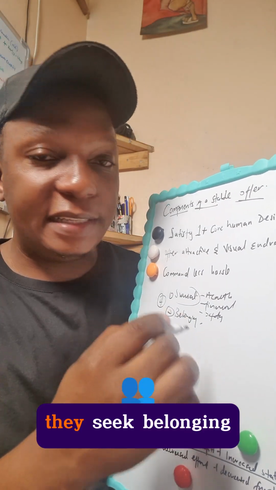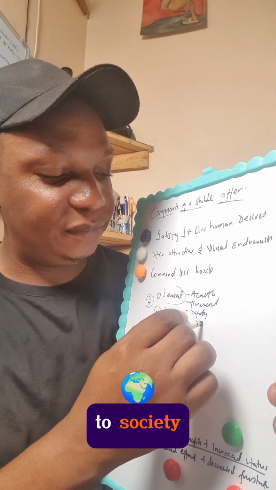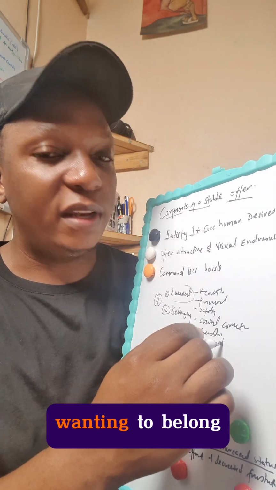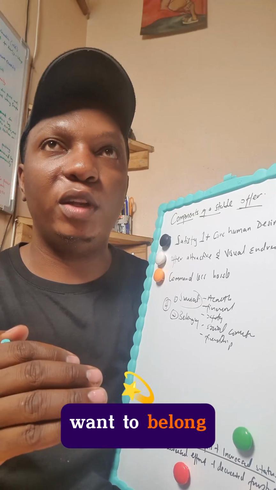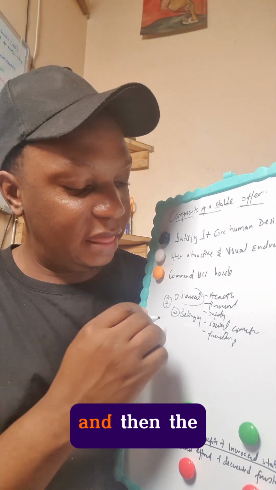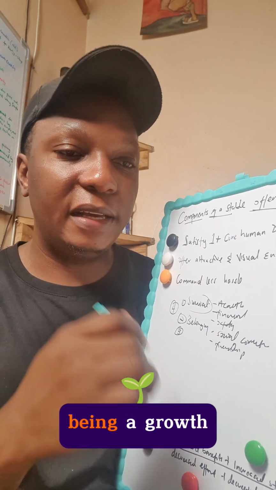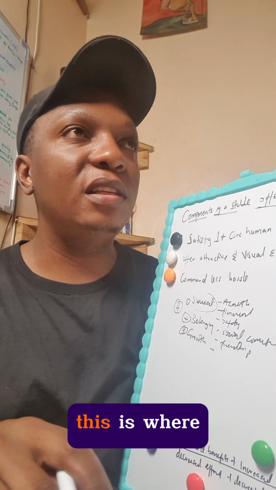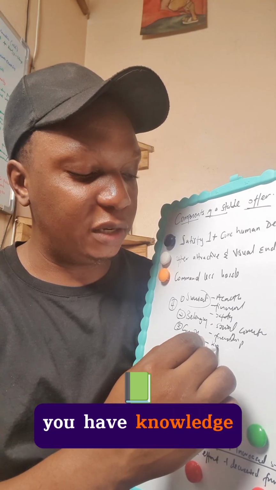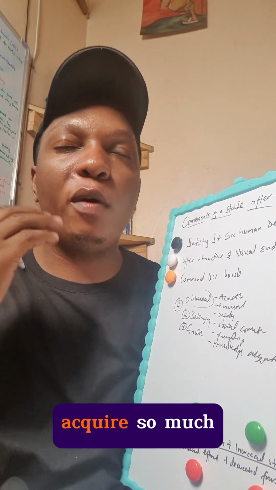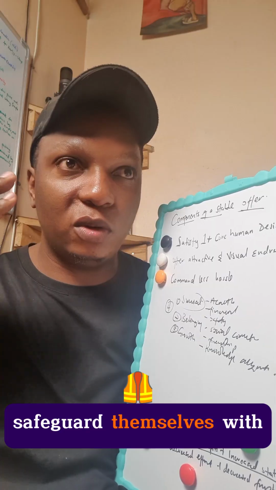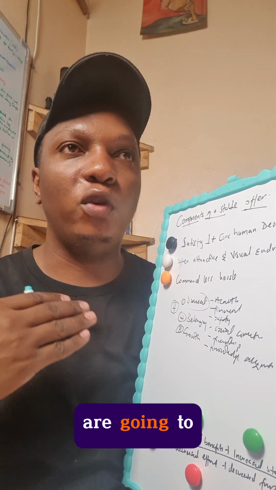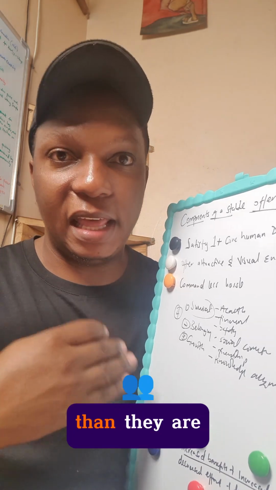So the second core desire is belonging. For this one, they seek belonging to society, that is society connection. Two, there is also friendship, wanting to belong to a certain association, or a certain group of people. And then the third core desire is growth. Some people call it growth and development. So this is where you have knowledge acquisition and development. They want to acquire so much knowledge so that they safeguard themselves with the knowing. Or if it is development, they want to do things that are going to position them in a better state than they are right now.